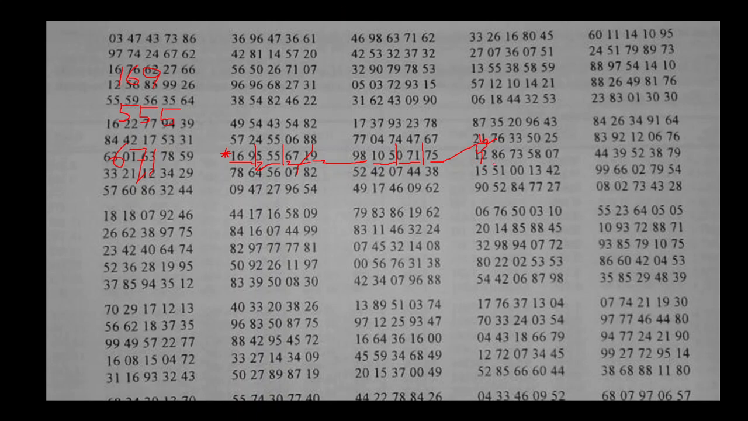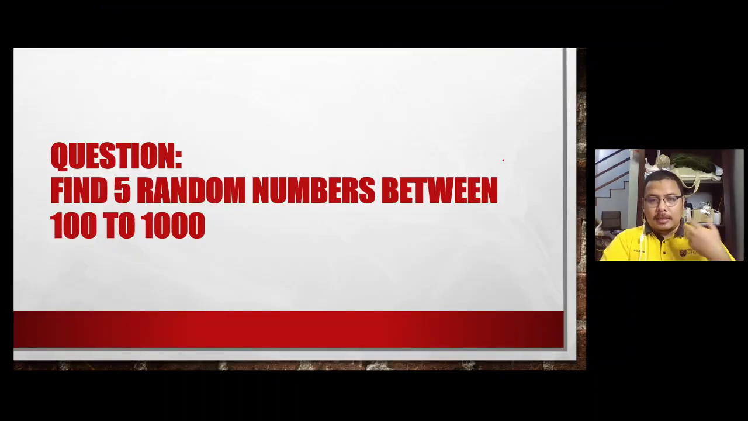The next is 286. Then 735, 805, 807, 443, and so on and so forth until you get all the 20 numbers. That's how you use the random numbers. Now you can try this: find five numbers between 100 and 1000 using the random number table. Good luck.